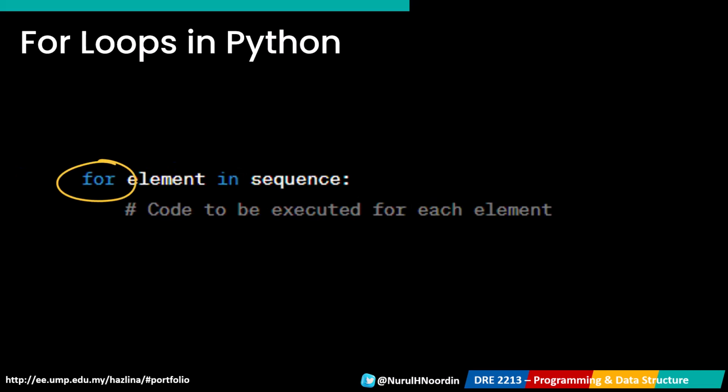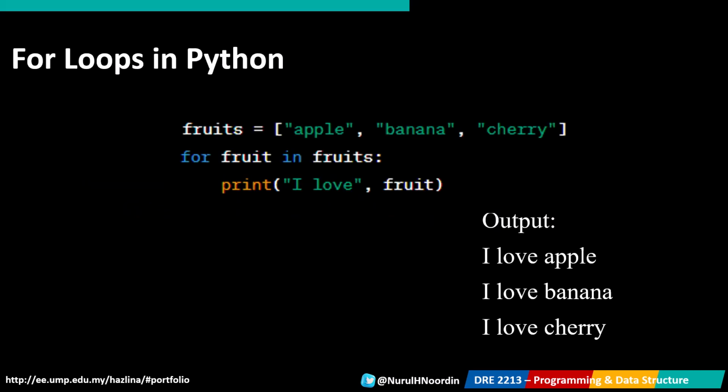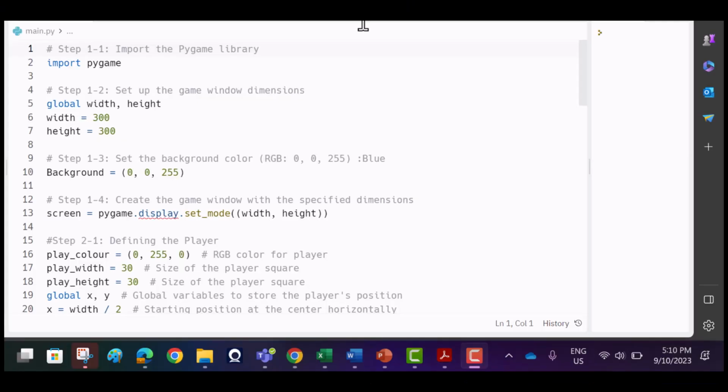For keyword initiates the loop. Element is a variable that takes on each value from the sequence. Sequence can be a list, tuple, string, or any other iterable element. This is a for loop example in Python. This is the final code of step 3.